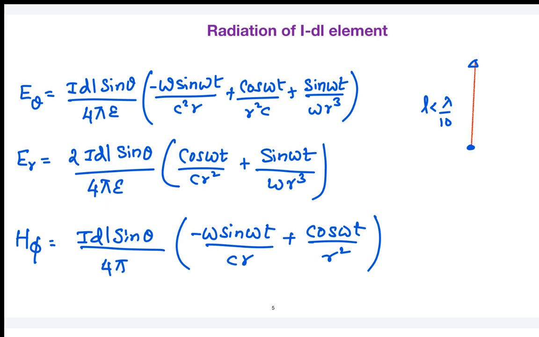Okay, suppose you have a wire whose length is less than lambda by 10, this configuration is basically said to be a Hertzian dipole.